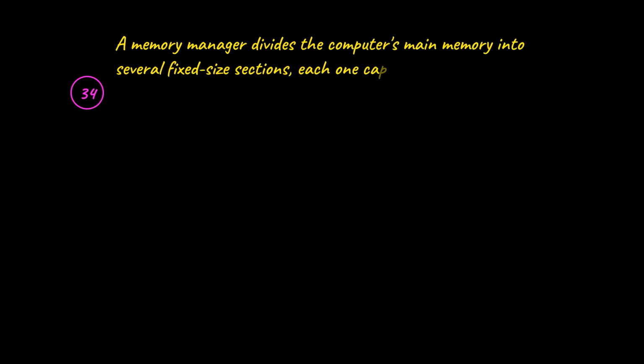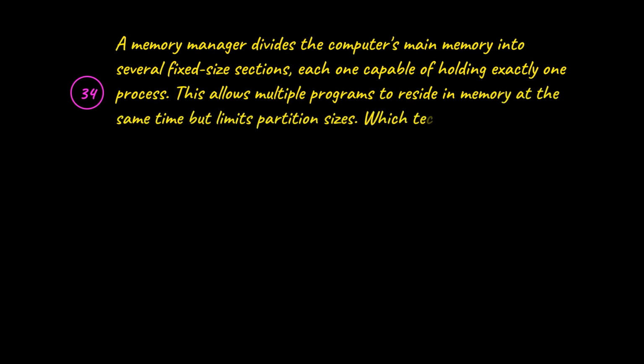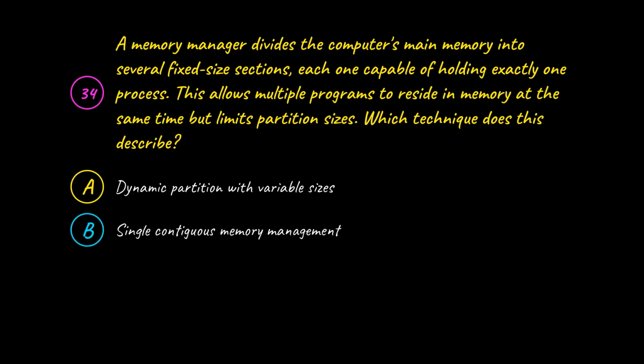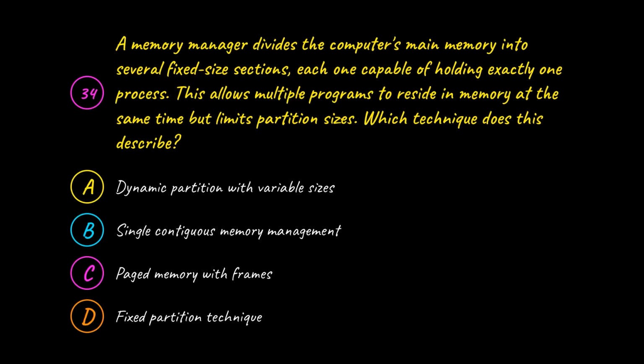Question 34. A memory manager divides the computer's main memory into several fixed-size sections, each one capable of holding exactly one process. This allows multiple programs to reside in memory at the same time, but limits partition sizes. Which technique does this describe? Your options are A. Dynamic partition with variable sizes, B. Single contiguous memory management, C. Page memory with frames, D. Fixed partition technique. Take a second. Which answer would you pick?